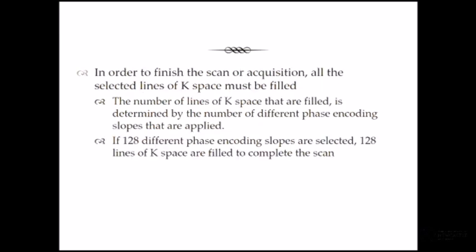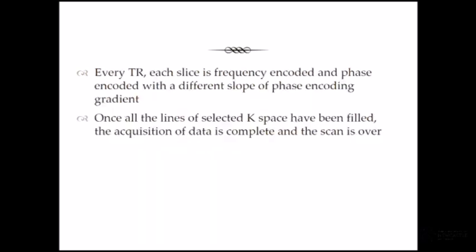So in order to finish the scan or the acquisition, all of the selected lines of K-space must be filled out. So the number of lines of K-space that is filled is determined by the number of steps that we walk it through. So if our acquisition matrix is 128 by 128, that's how many pixels we have. So we have 128 in this direction, 128 in this direction. We need to step through 128 phase encoding steps. And that becomes important because that helps us to determine the acquisition time.